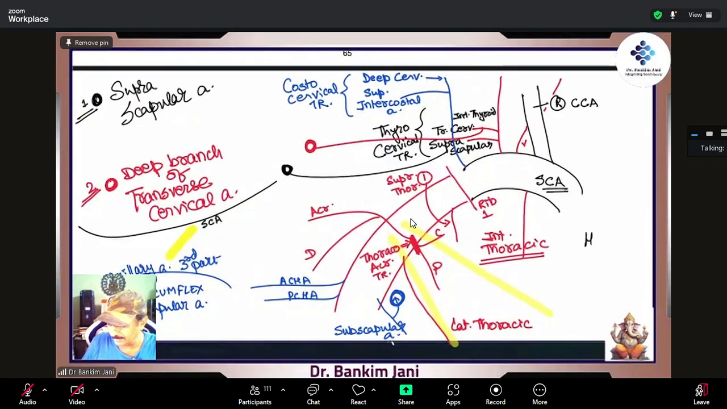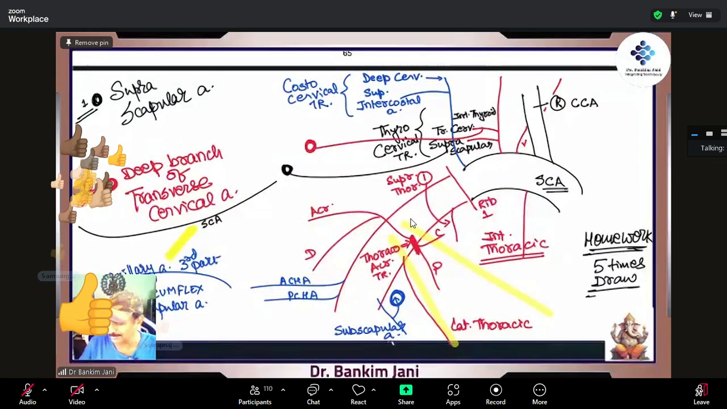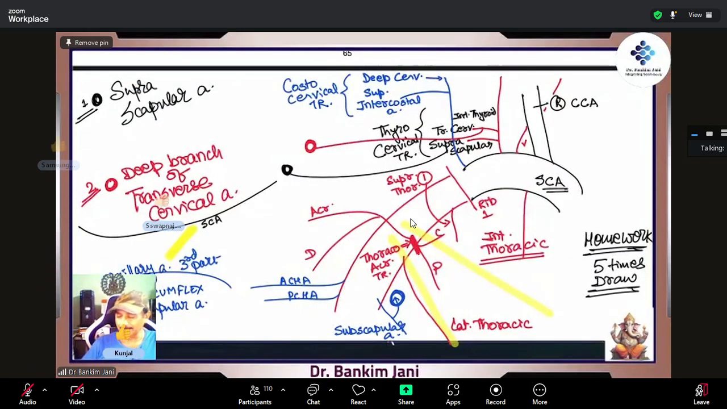Homework mein kya? You have to draw this thing. Give it to the small child, write it 5 times and come. Draw 5 times. Without watching, okay? 5 times without watching. So whatever practice you want, you do it. But then you'll be drawing it 5 times without watching.